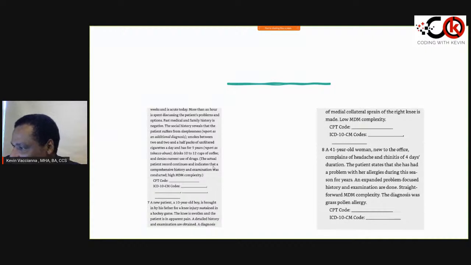A 41-year-old woman new to the office complains of headache and rhinitis of 4 days duration. The patient states that she has had a problem with her allergies during the season for years. An expanded problem focus history and examination are done. Straightforward MDM complexity. Diagnosis was grass pollen allergy. What's my CPT code, class? 99202. That's right. All right. Somebody give me one of the diagnoses. Give me headache.